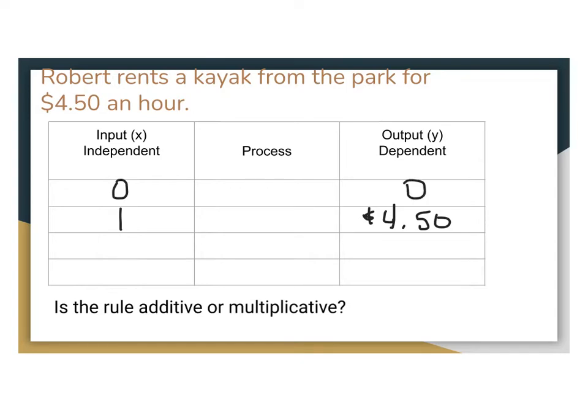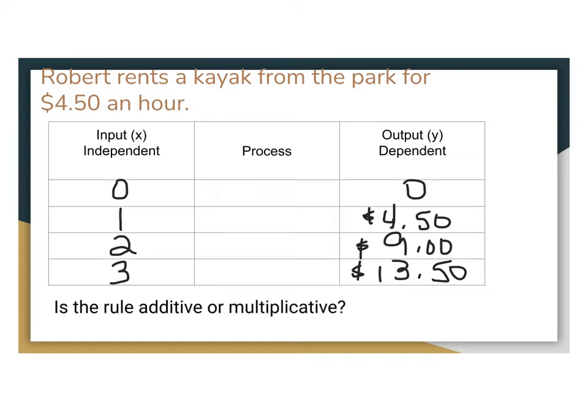Now if I rent it for 2 hours, what I would need to do is $4.50 plus $4.50, which is $9. And if I rent it for 3 hours, $9 plus $4.50 is $13.50. So I filled out the table.